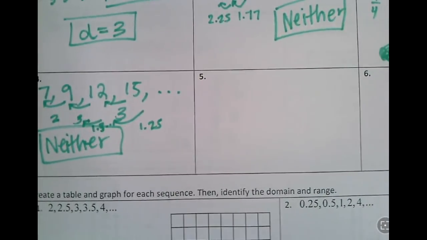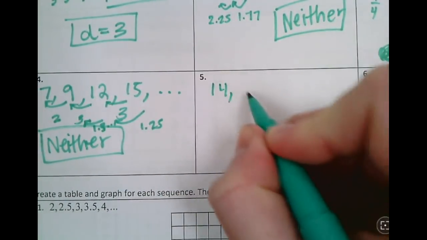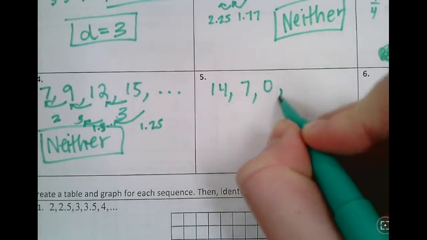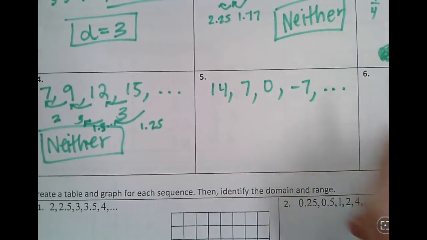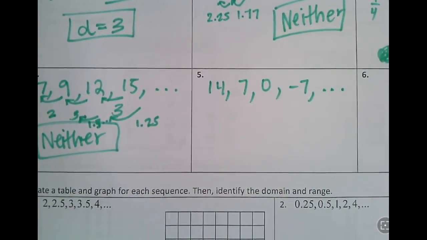All right, here's number 5. 14, 7, 0, negative 7, and so on. Pause the video and determine what type it is.